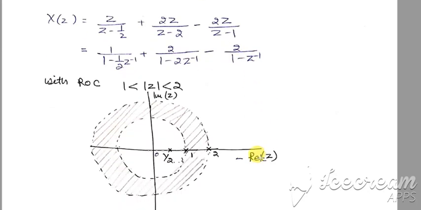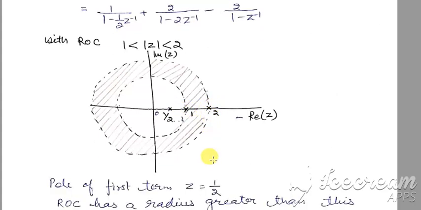First, we will see what is the ROC. This ROC is given that mod Z is greater than 1 and less than 2. So once we draw the ROC, we will get this ring. 3 poles are there. Z is equal to 1 by 2, Z is equal to 2 and Z is equal to 1. So we get these 3 poles 1 by 2, 1 and 2, and the ROC is this.